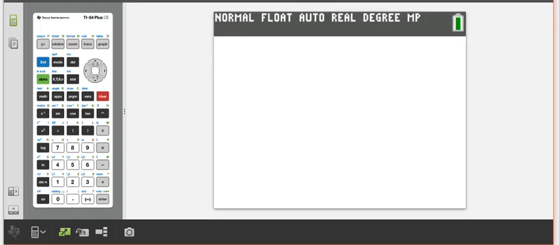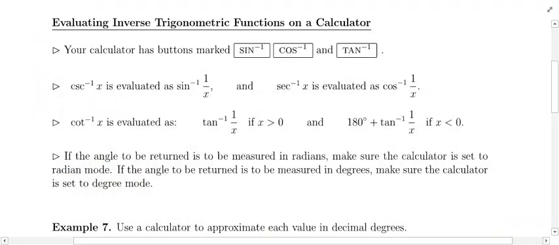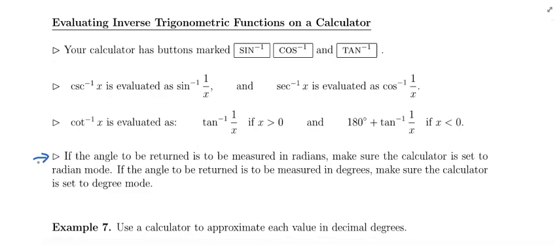So remember that when you plug into an inverse trig function, you're going to plug a number in and the output is going to be an angle. So it depends on what you want. Do you want your angle returned in degrees? Well, if so, your calculator needs to be in degree mode. If you want the angle instead returned in radians, then your calculator needs to be in radian mode. So basically, whether your calculator needs to be in degree mode or radian mode just depends on how you want the angle returned.